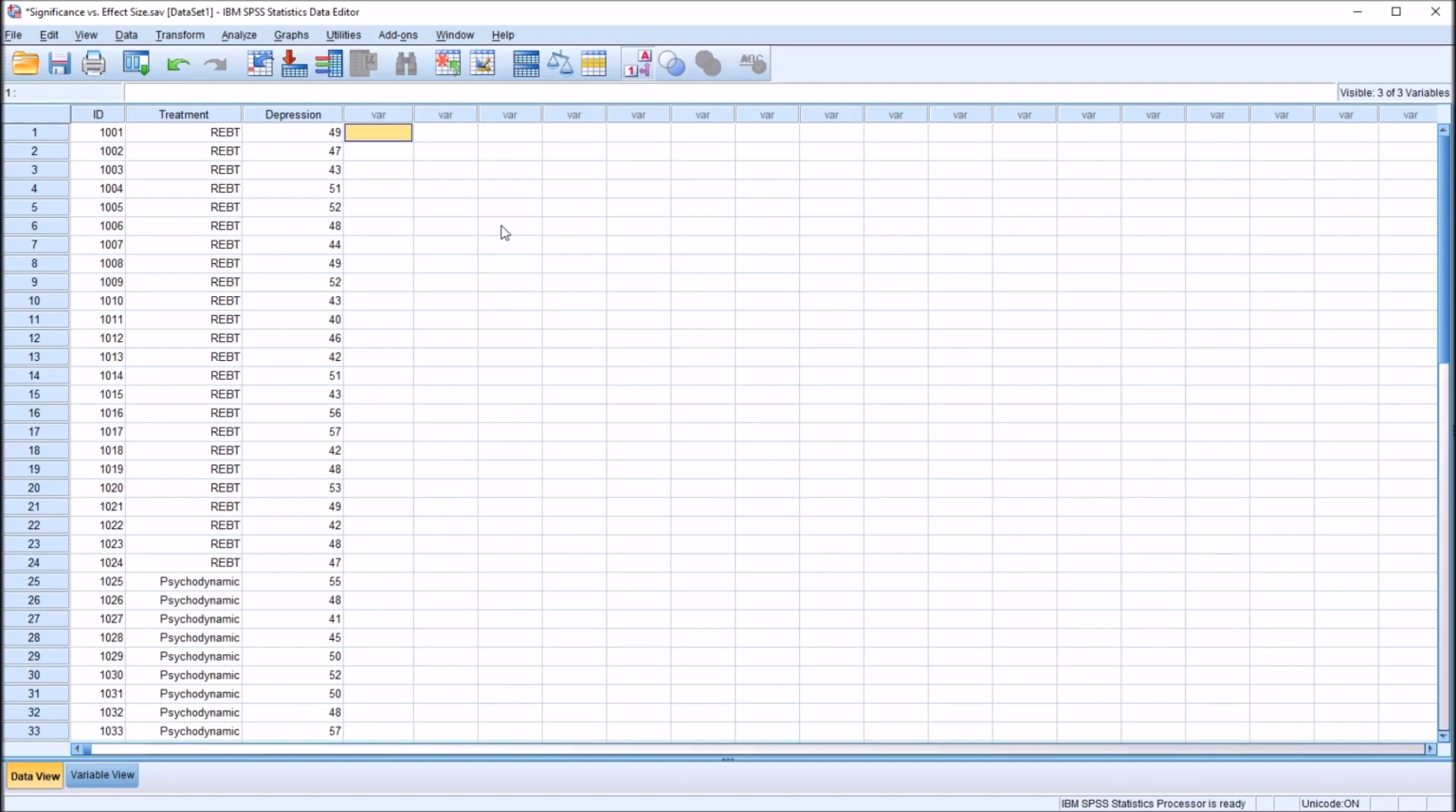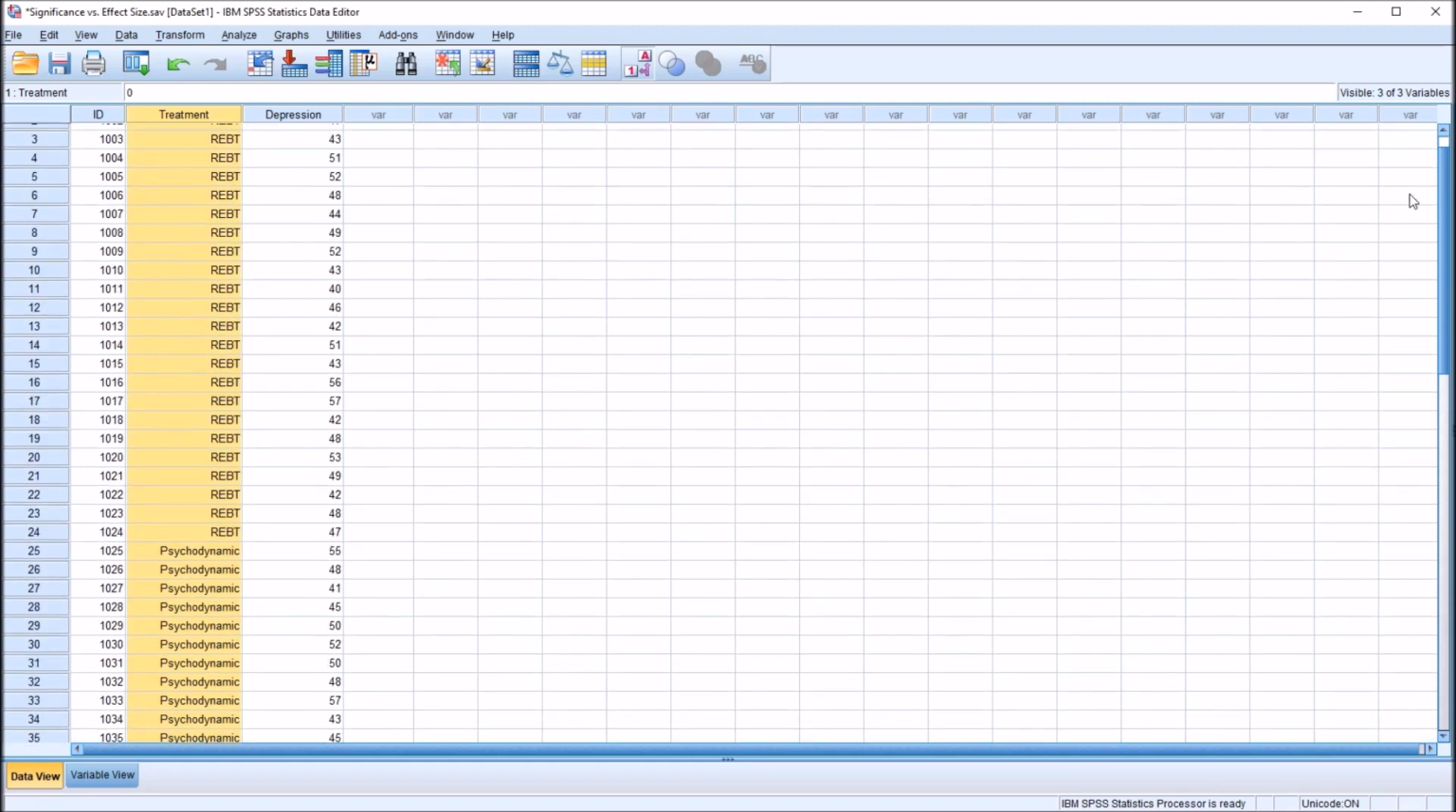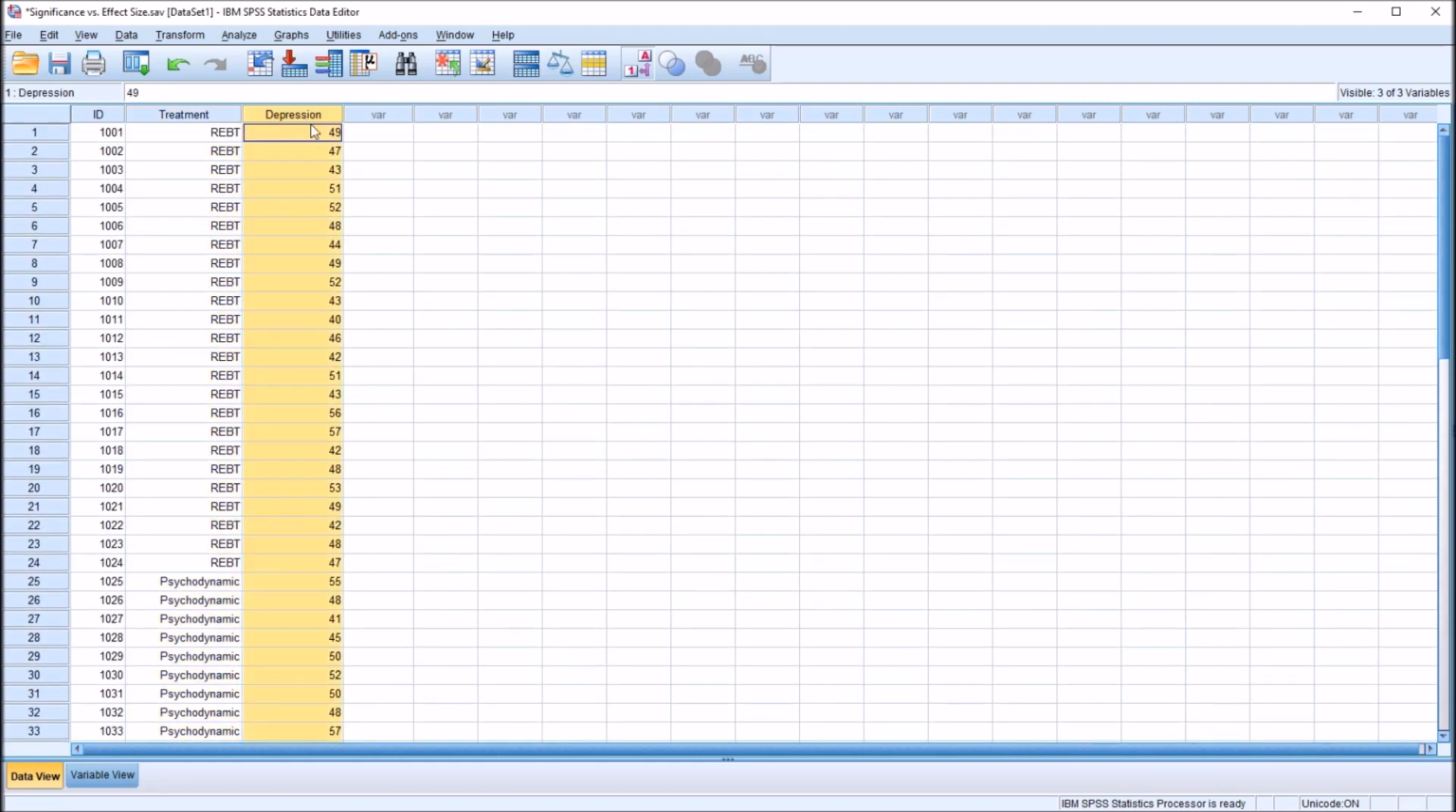I have here in the SPSS data editor fictitious data that I'll be using for this example. I have an independent variable named treatment. It has two levels, psychodynamic and REBT, and a dependent variable, depression, which is a continuous variable measured, in this case, at the interval level, but a continuous variable could be measured at the interval or ratio level of measurement. So I'm going to conduct an ANOVA using these data.